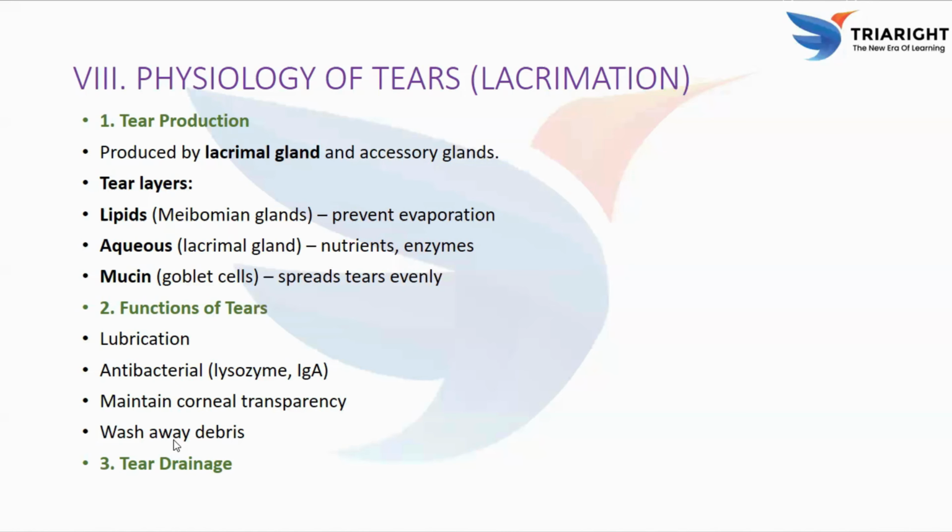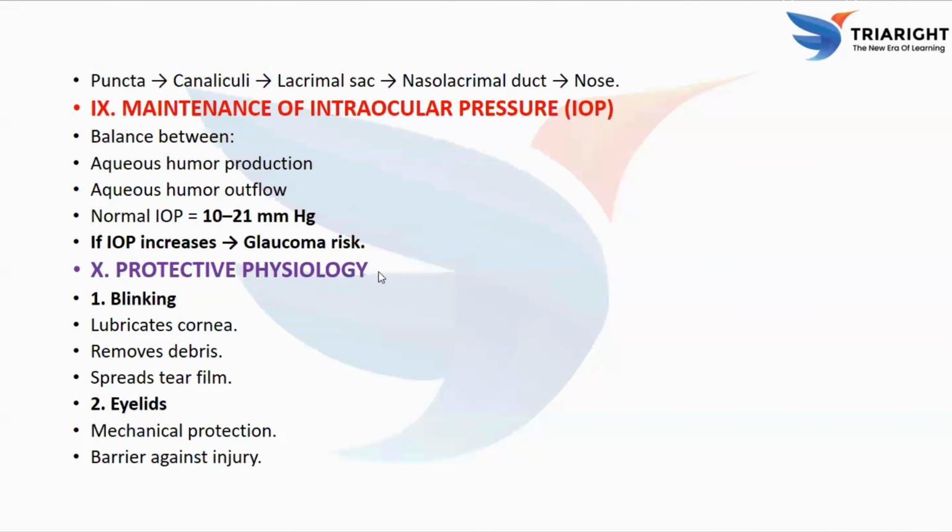So next is tear drainage. So tears can drain through the puncta, the tiny openings in the eyelids, and then to the canaliculi, then to the lacrimal sac, then to the nasolacrimal duct, and then to the nasal cavity. So this is why the nose runs whenever you cry.